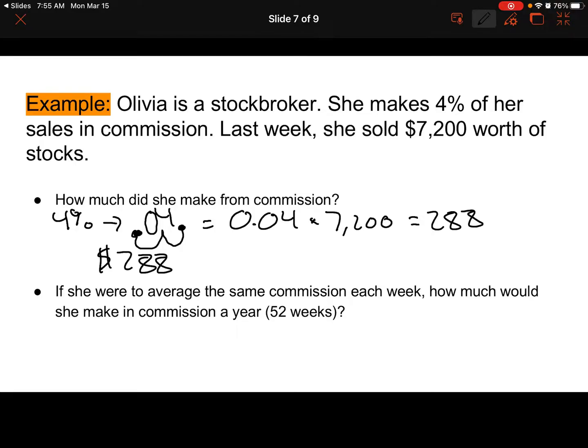All right, now, if she were to average that same commission every single week, how much would she make in commission in a year or after 52 weeks? Well, we would take our $288 that she made in 1 week and we would multiply it by 52. So 288 times 52 would give us 14,976. So she would make $14,976 off commission a year based off making $288 in 1 week.